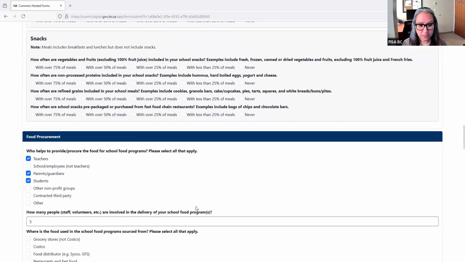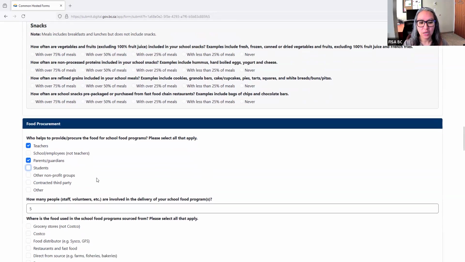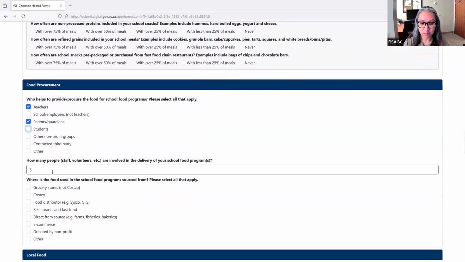I'm moving into food procurement. Food procurement is about the food that people are making, the things that people are doing. So that is who provides the food in your school: the teachers, in my case, parents and guardians, anybody who's helping, or students. Maybe not some students, since some of them are very young. Then this one asks how many of your staff are involved in the delivery of your food program. So here it is anybody who is involved. It could be your assistants, parents, volunteers, staff, anybody. We're trying to figure out how much workforce is actually needed to do this.